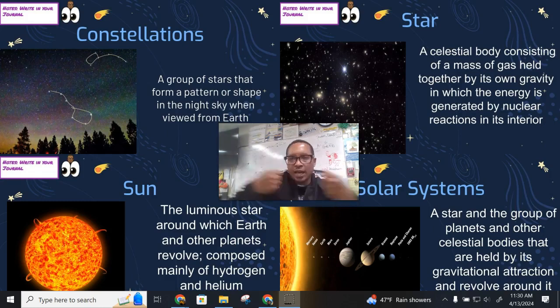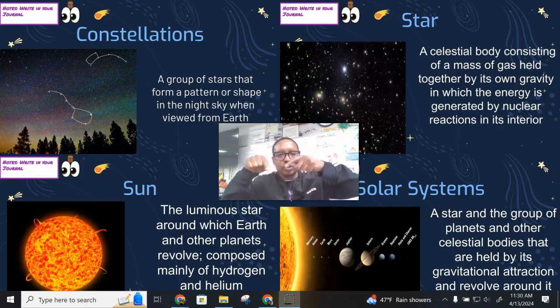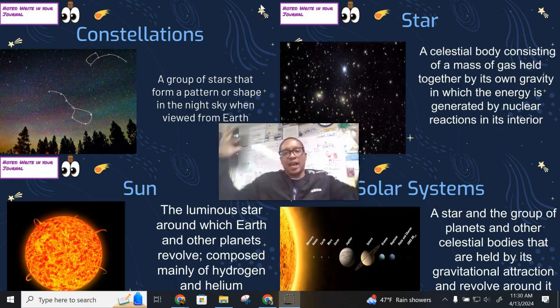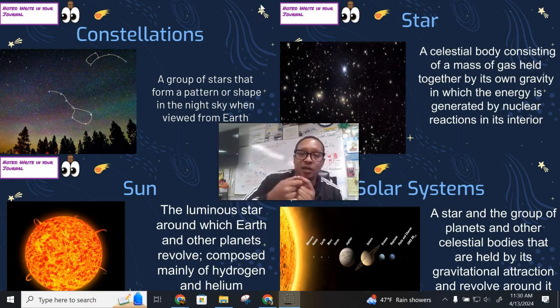So there's nuclear reactions happening. Now, the closest star to us, we call that the sun, and that's a luminous star around which the Earth and the other planets revolve. It's composed mostly of hydrogen and helium, and it's ramming those hydrogen atoms together, creating nuclear fusion, boom, and then out of that comes massive amounts of energy.